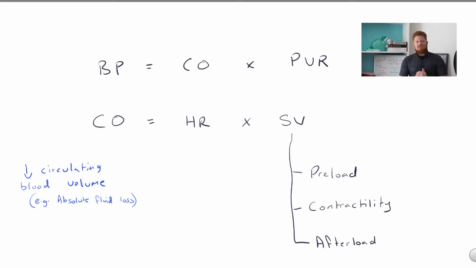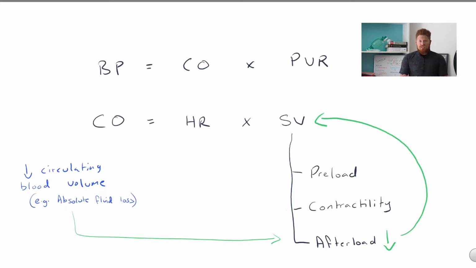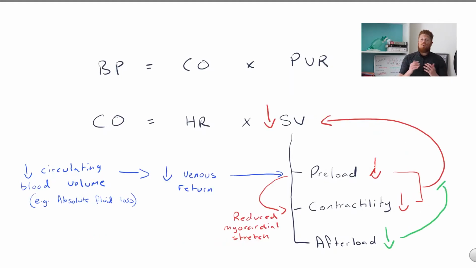Now I do want to touch on something else here. A reduction in blood volume will also reduce afterload. And we know a reduction in afterload would mean that there's an increase in stroke volume. Now, while this is true, the effects of a reduction in preload and contractility far outweigh any benefit that we get from that reduction in afterload. So we'll have a net reduction in stroke volume.